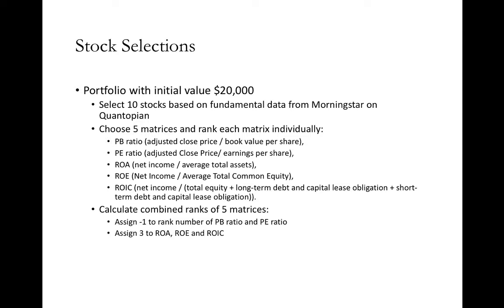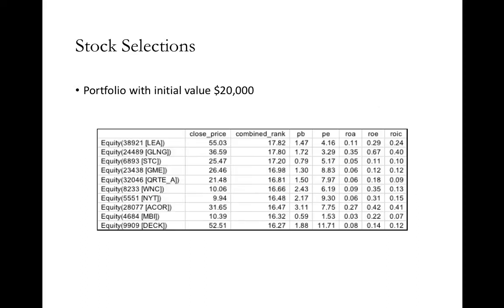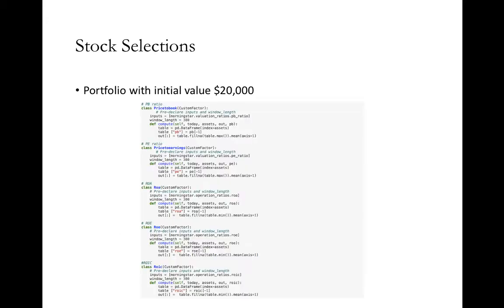And then we rank each metric individually. Last, we calculate combined ranks of the 5 metrics by assigning -1 to PB and PE, and 3 to ROA, ROE, and ROIC. Because we believe that for the first two ratios, lower is better, so we use -1. But for the other 3 ratios, we believe high is better, so we choose 3. So we choose 10 stocks with top combined ranks. These are the 10 stocks, and these are the codes.